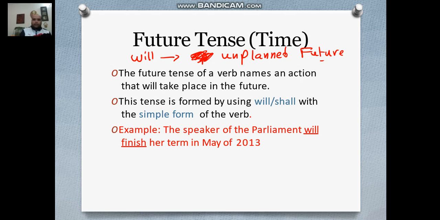And I was about like, Muhammad, where are you going? And he will say, I will open the door. Because he didn't have any plan to open the door. Okay? It was an unexpected future, an unplanned future. He didn't have any plan to open the door.